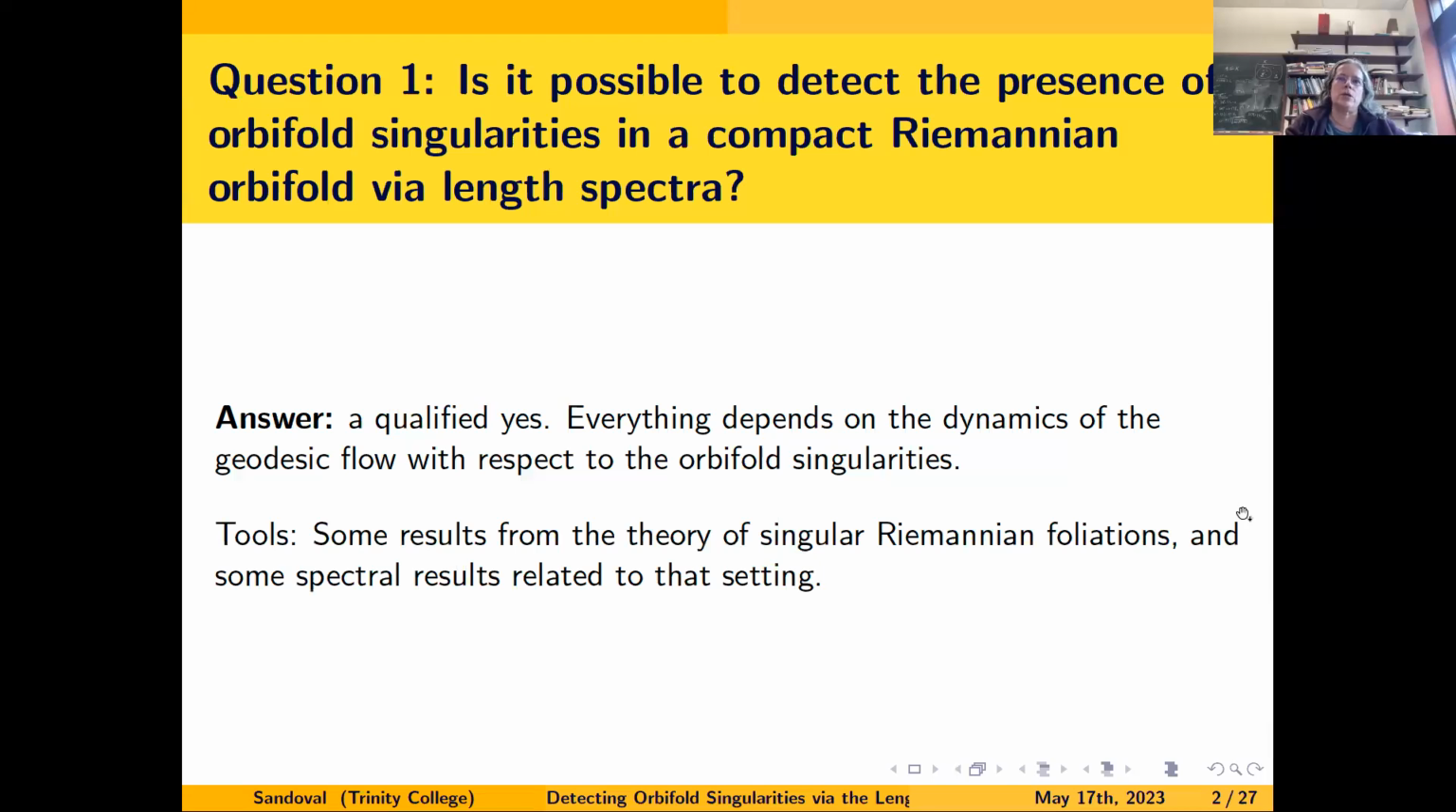The tools we're going to use are some results from the theory of singular Riemannian foliations and some spectral results related to that setting.